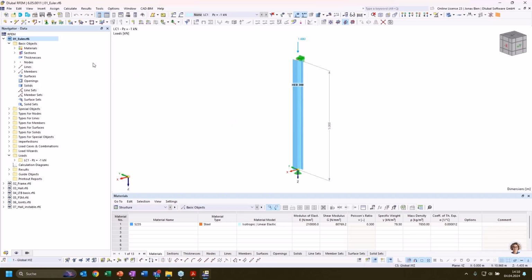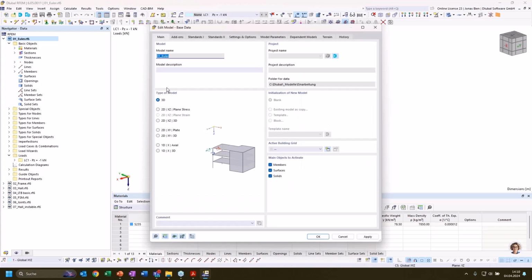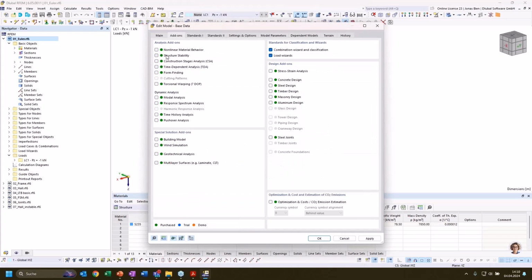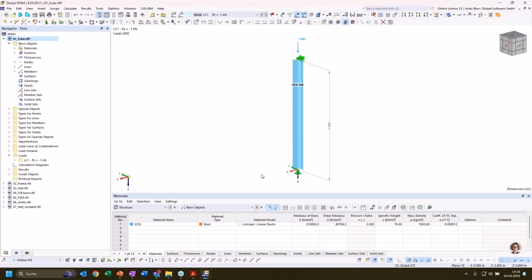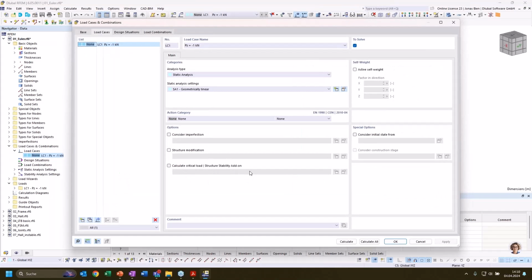In order to perform a stability analysis with our add-on Structural Stability, I need to first activate it, and I can find it in the base data of the model. I activate the respective add-on here, which you can find under analysis add-ons, click OK. As soon as I do that, we have the options to activate structural stability analysis, or this critical load calculation, for a specific load case or for load combinations. So now I open this load case where my 1 kilonewton is applied to the column head, and I activate the calculation of the critical load.